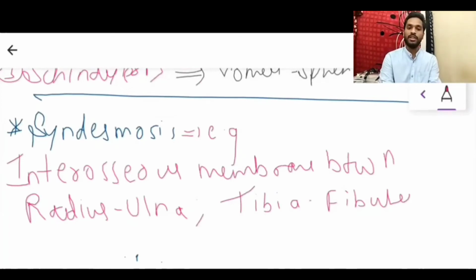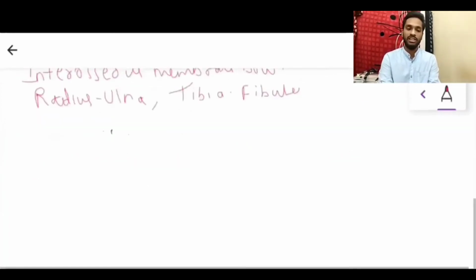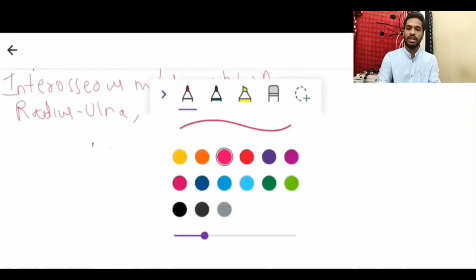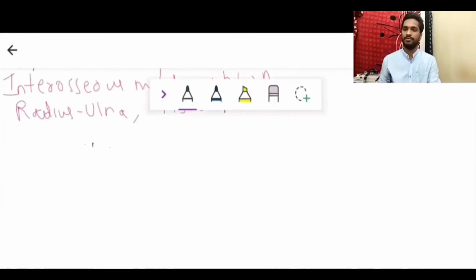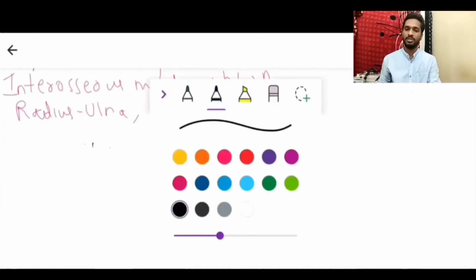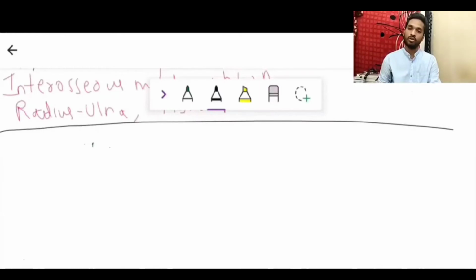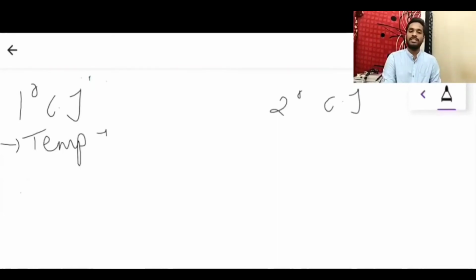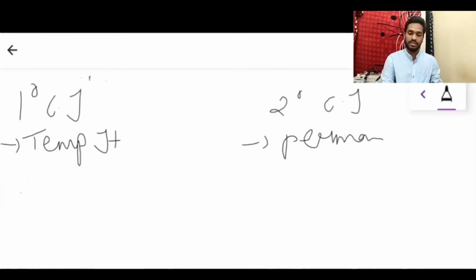Now we will talk about the cartilaginous joint. I already told you there is the primary cartilaginous joint and the secondary cartilaginous joint. The primary is also known as synchondrosis, whereas the secondary is known as symphysis. You'll be shocked to know that the primary ones are temporary joints, whereas the secondary are permanent joints. Just in case you should remember.